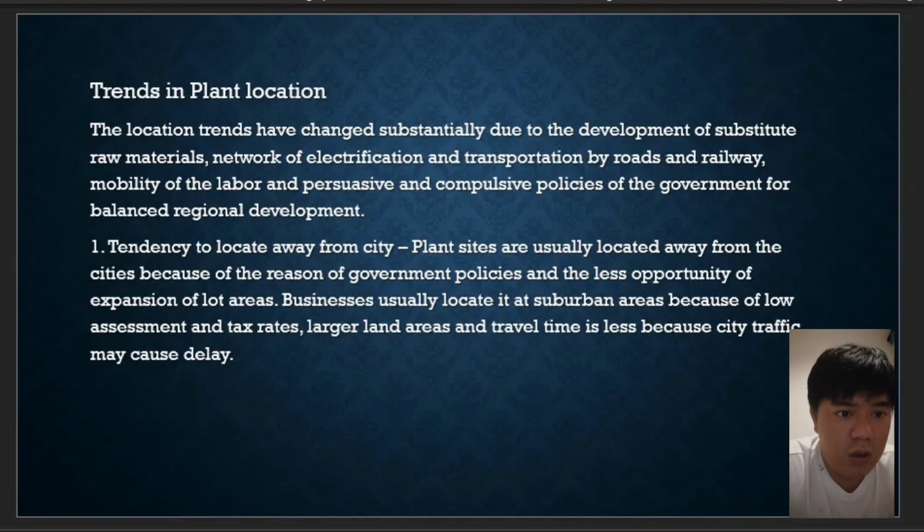Plant sites are usually located away from the cities because of government policies and less opportunity of expansion of land areas. Businesses usually locate at suburban areas because of low assessment and tax rate, larger land areas, and less travel time, because city traffic may cause delay.